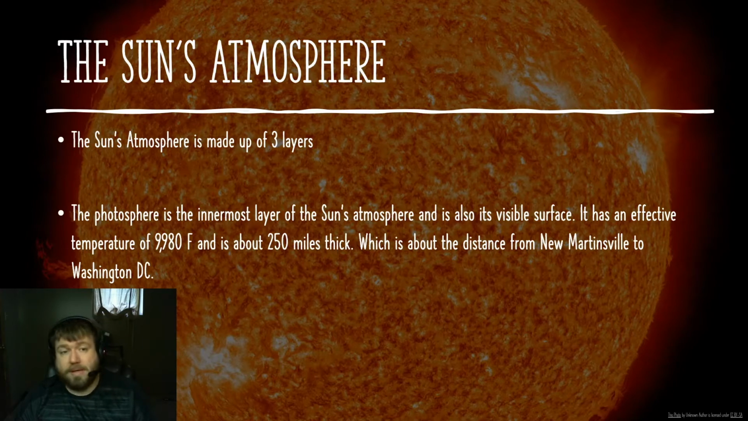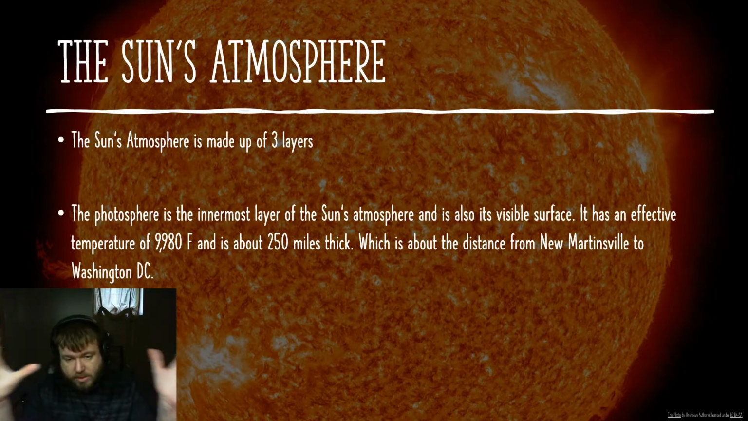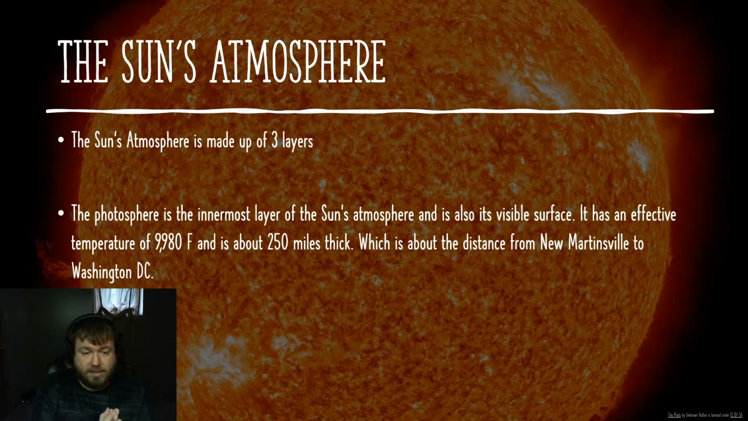Okay, let's talk about the atmosphere around the Sun. The Sun's atmosphere is made up of three layers. The photosphere is the innermost layer of the Sun's atmosphere, and it is also its visible surface. It has an effective temperature of 9,980 degrees Fahrenheit and is about 250 miles thick. And that's about the distance from New Martinsville to Washington, D.C. Now, this is the atmosphere, meaning this is what's around the Sun. So, it's 250 miles thick. That's a lot of atmosphere to be around the Sun.